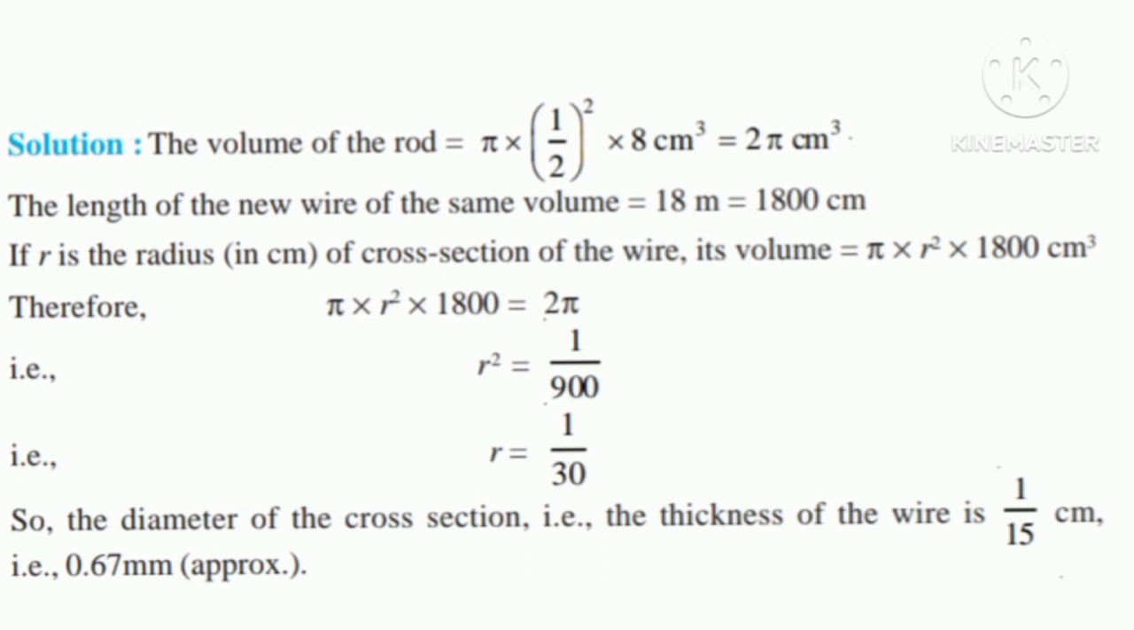Therefore, pi into r square into 1800 is equal to 2 pi. R square is equal to 1 divided by 900. Therefore, R is equal to 1 divided by 30 centimeter. So the diameter of the cross section, that is the thickness of the wire, is 1 by 15 centimeter.